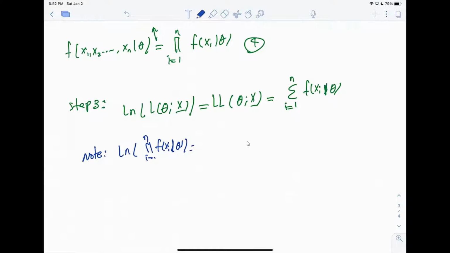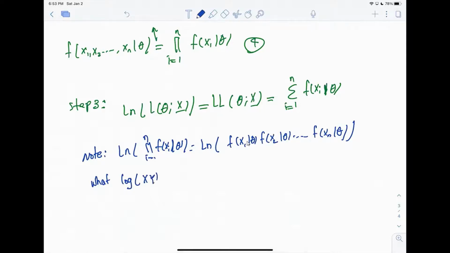So what is this quantity? The best thing to do is just write a couple of terms of that. f of x1 given theta, f of x2 given theta, all the way to f of xn given theta. Okay? So what is the log of x times y? It's log of x plus log of y. The same thing is here.